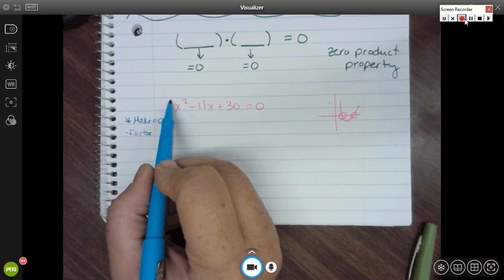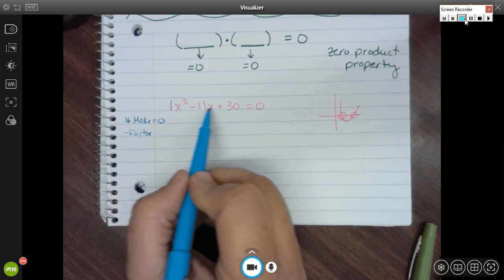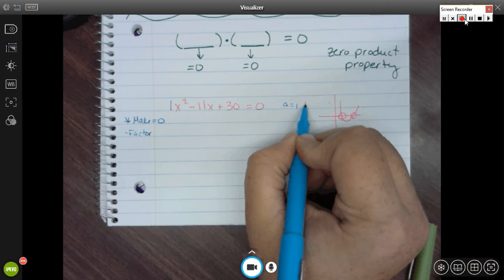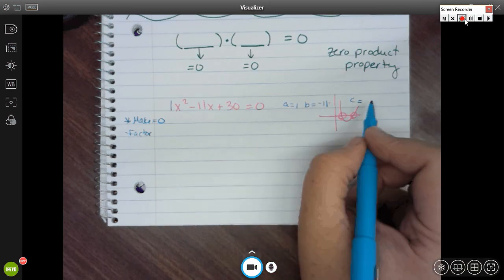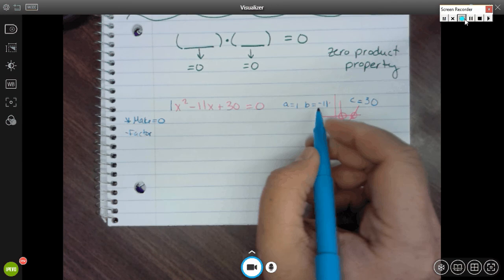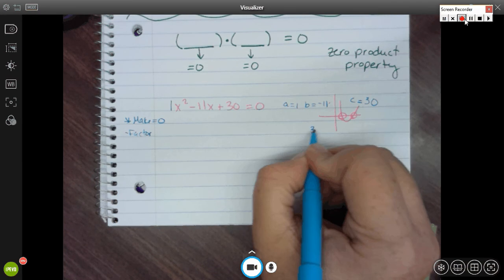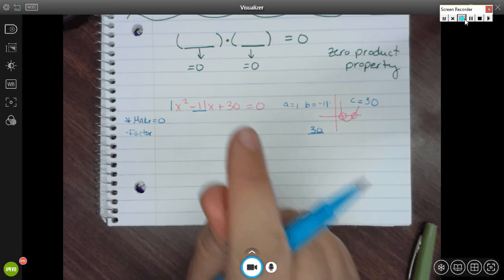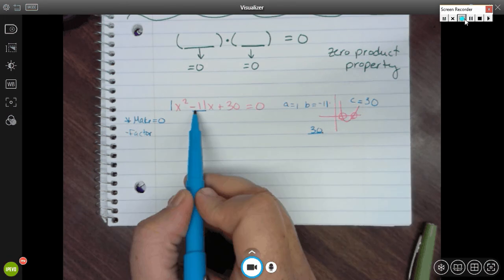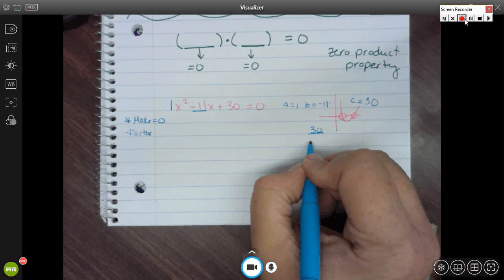Alright, so A, B, and C. A is 1, B is negative 11. I'm going to write over my little sketch of a parabola here. So I'm looking for two numbers that multiply to 30 but add to negative 11. It's got to multiply to a positive but add to a negative, so both are going to be negative.